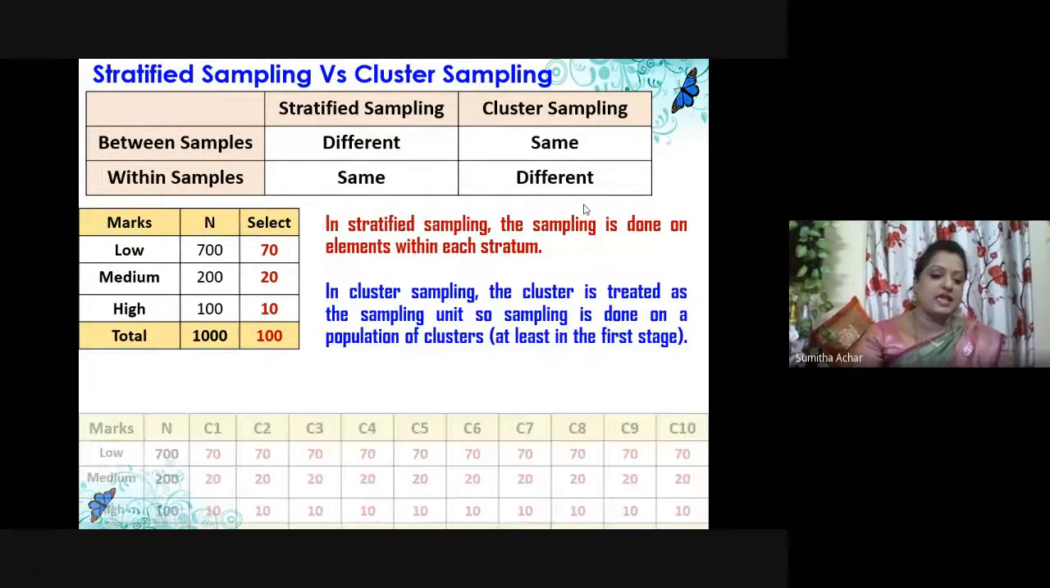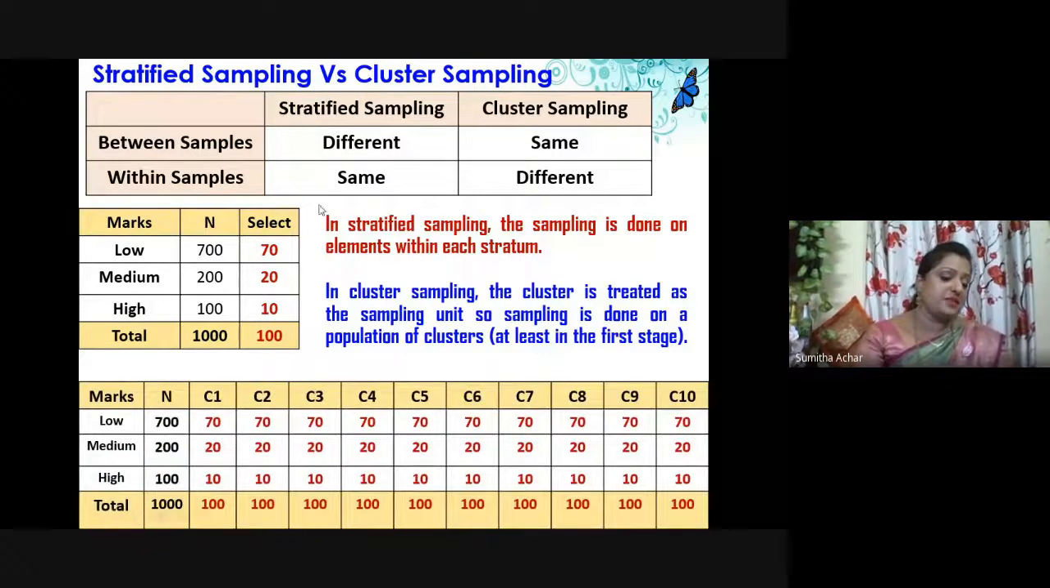Now, how do you understand this? Say I have marks of 700 students, and I'm dividing them into 10 groups. First 70 students in the first group, second 70 in the second group, third 70 in the third group, and so on. When you take the sum total of this, I get 700. Similarly for medium, the first 10 to 20 in the first group, the second 20 in the second group, and so on, right? Now, what did I do? I have not divided them by strata, but I have divided the same 1,000 students into different clusters. So between the clusters, the samples are all the same, but within the clusters, they're all different.